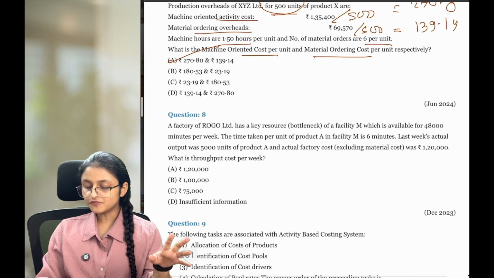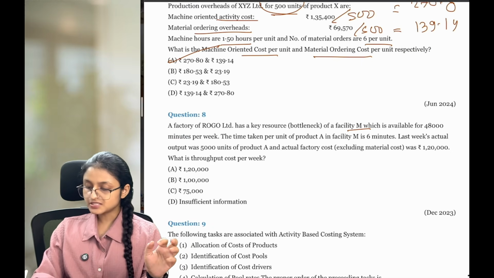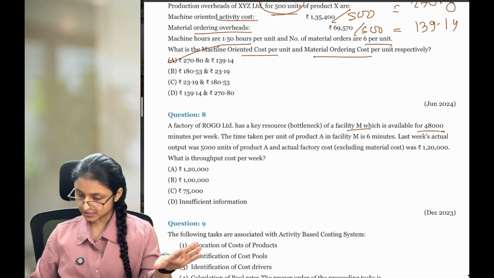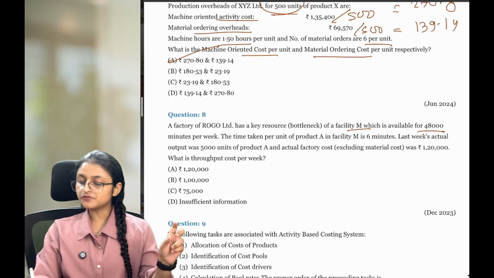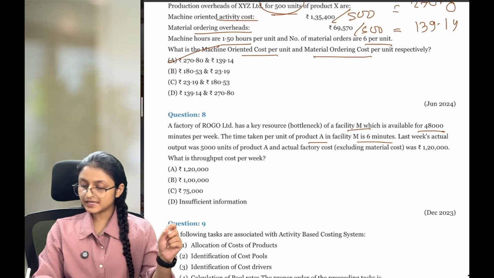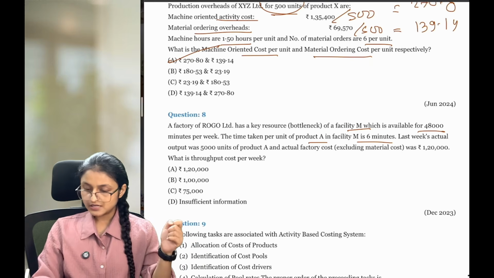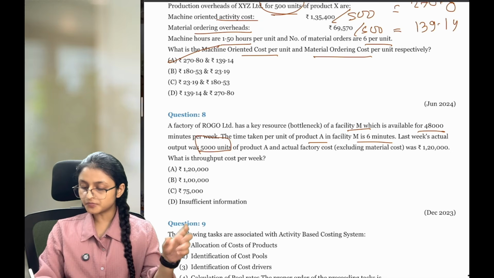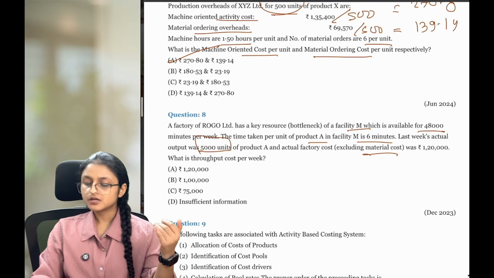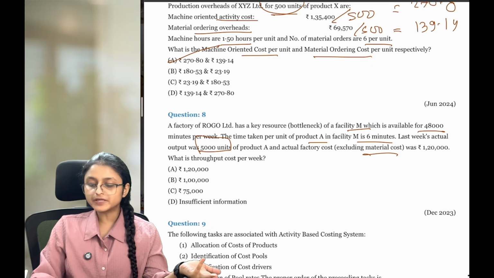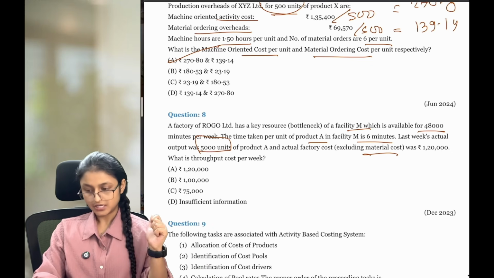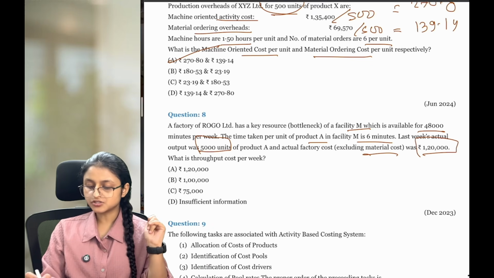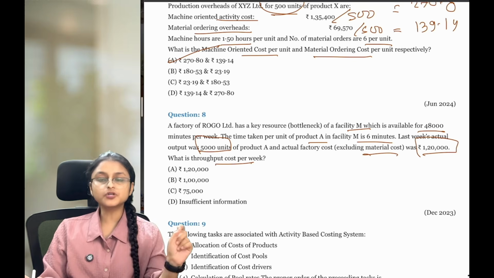Next, a factory of Rogo Limited has a key resource bottleneck of a facility M which is available for a total of 48,000 minutes per week. The time taken per unit for product A in facility M is 6 minutes on every unit. Last week we produced 5,000 units of product A and the actual factory cost, which excludes material cost when we are calculating throughput, right? So 1,20,000 is the actual factory cost given. You need to calculate the throughput cost for the week.